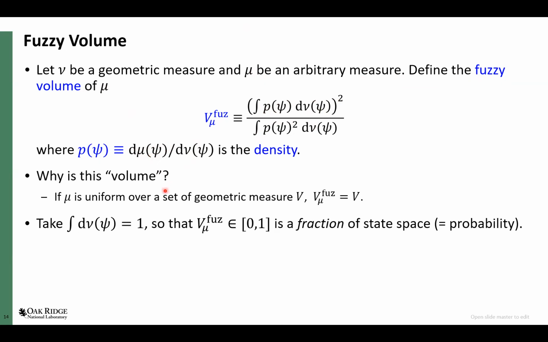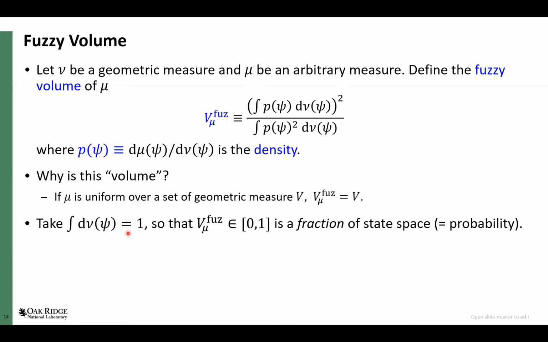Now, why is this called volume? The reason is that if you make your distribution uniform over some set that has geometric measure v, then this fuzzy volume is actually equal to that geometric measure. In general, the more spread out your distribution mu is, the larger this fuzzy volume is going to be, and the more concentrated it is, the smaller your fuzzy volume is going to be. So this is a way of assigning a volume to an arbitrary probability measure.